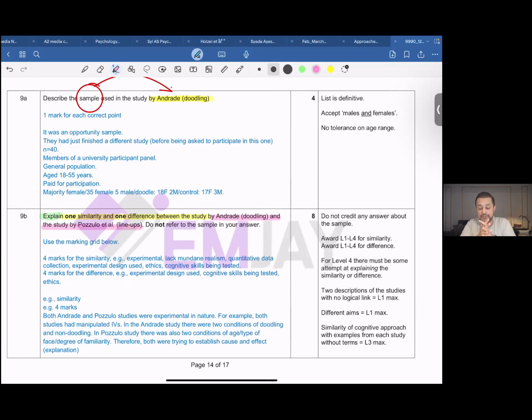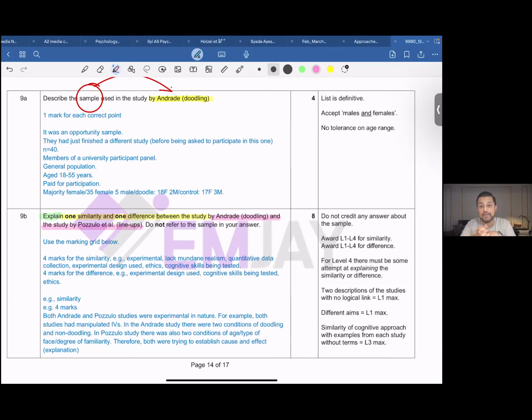For the past paper questions, there are many students who would be like, oh, sir, the syllabus just changed. Yes, but there are still 7 studies that have been taught before as well, and you could use past papers from there. There are just 5 studies that are new. So again, explain one similarity and one difference between the study by Andrade and the study by Pozzolo et al.